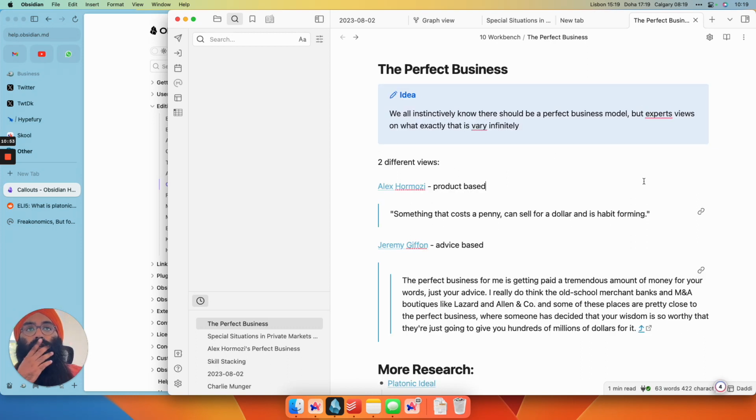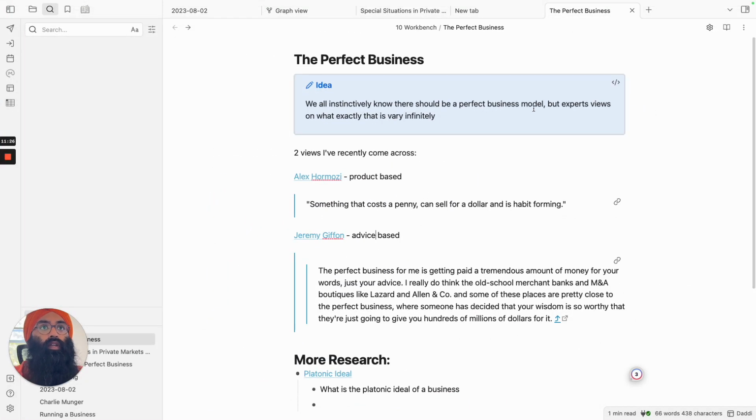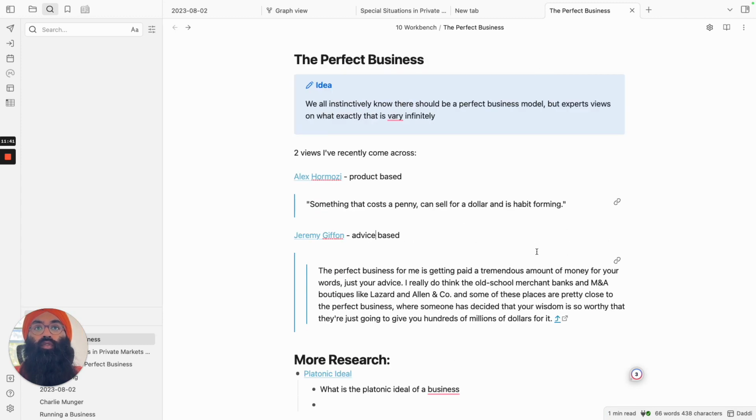There we go, idea. So here's my idea, the perfect business. We all instinctively know there should be a perfect business model, but experts' views on what that exactly is vary infinitely. This would be two views I've recently come across. And here we go: Alex Hormozi's product-based view, Jeremy Giffen's advice-based view. So if I wanted to, I could actually write an article on this, a paper, blog post, or Twitter thread. This is really connecting two disparate ideas, one from Alex Hormozi, one from Jeremy Giffen, and something from the deep recesses of my mind about Platonic idealism, and then just creating a unique thought from thin air, it feels like.